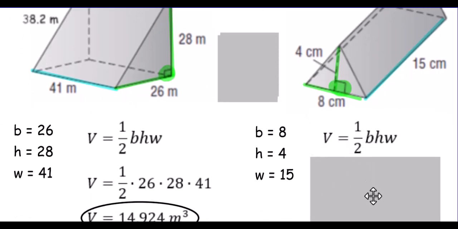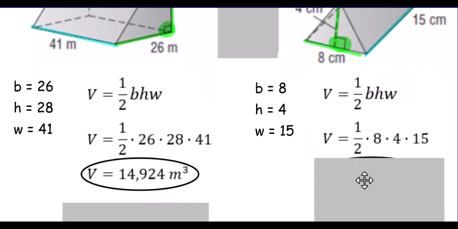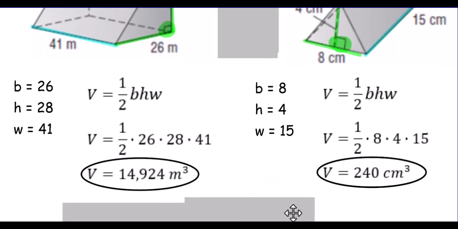Same formula, half times base times height times width. We're going to plug those in. That'll be half times 8 times 4 times 15, which is going to give us a volume of 240 centimeters cubed. Make sure we have that label in there. Keep in mind for volume, it's always going to be meters, inches, feet, miles, cubed, because we're trying to determine how many cubes we can fit inside of that three-dimensional shape.